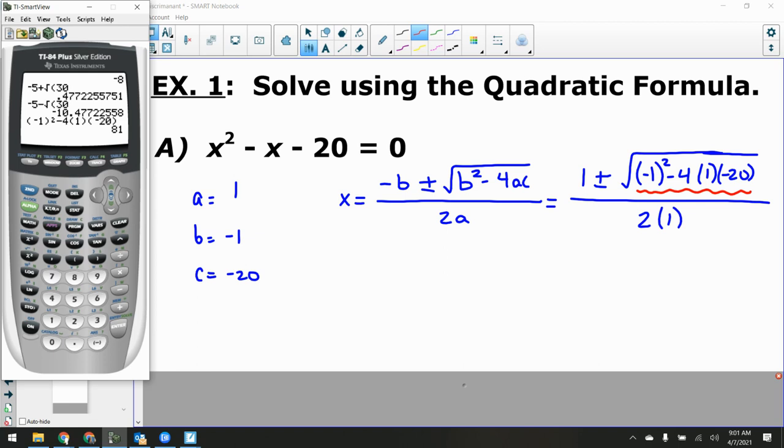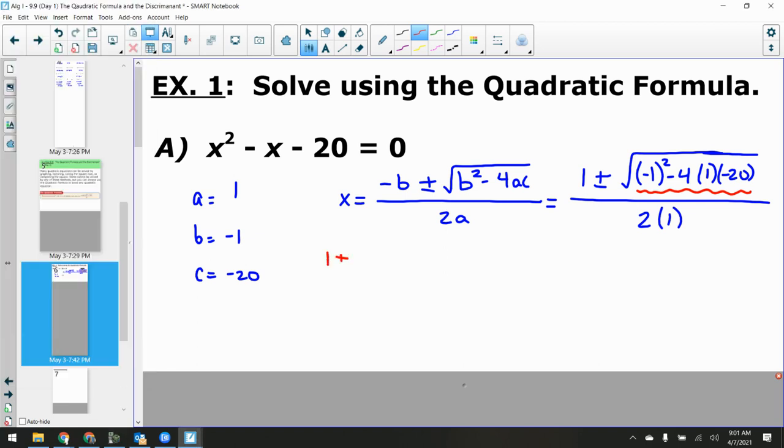So I've got 1 plus or minus the square root of 81, all over 2 times 1, which is just 2. All right, what is the square root of 81? 9. Yeah. 1 plus or minus 9 over 2.